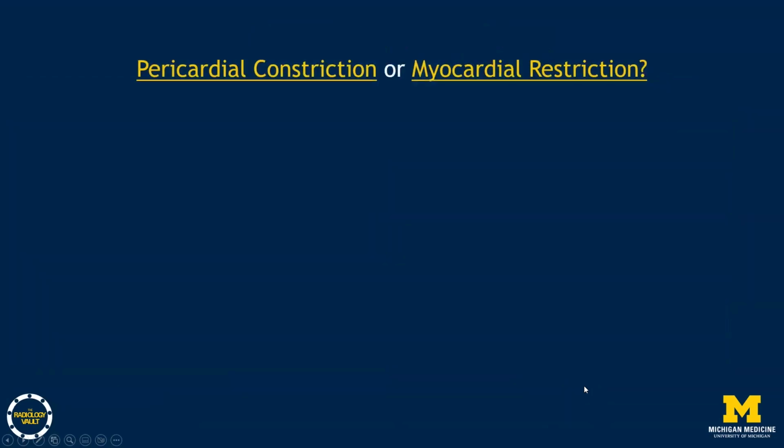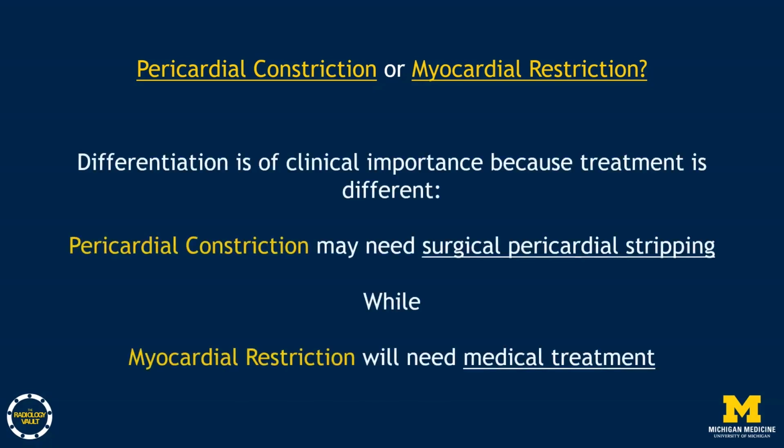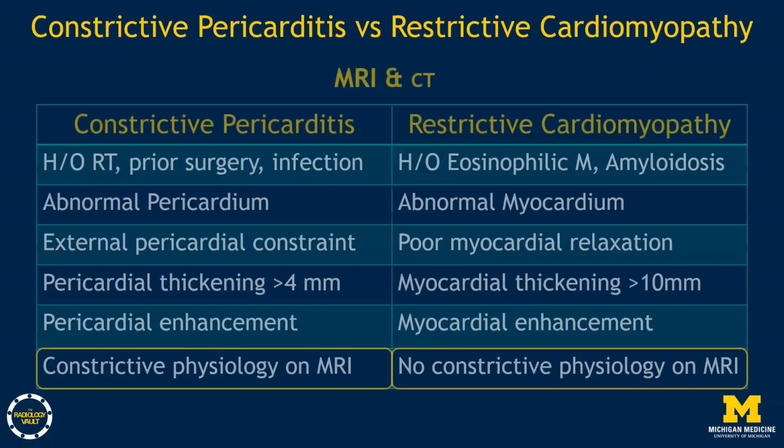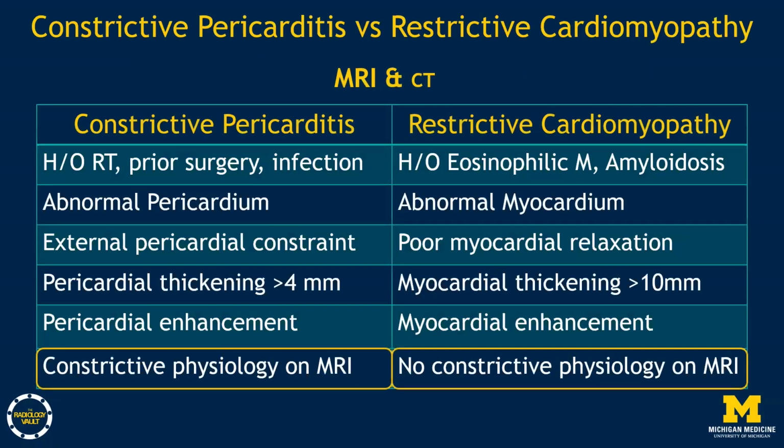These signs on MRI are important to differentiate pericardial constriction and myocardial restriction, as both of these diseases cause signs and symptoms of right-sided heart failure. However, these diseases have different management pathways. This table shows other findings in both conditions that can help further differentiation.